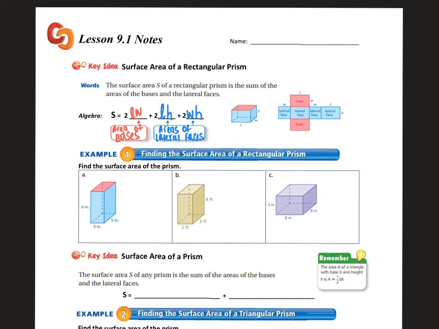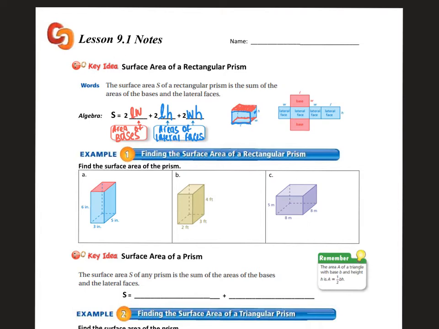Essentially, we are taking the area of one of the bases and multiplying it by 2. If we have this base right here, we multiply it by 2 because the same exact area is on the bottom. That's where you get that. Now, if we have length times height, think of that as the front. Again we multiply it by 2 because it has the same area on the back side.